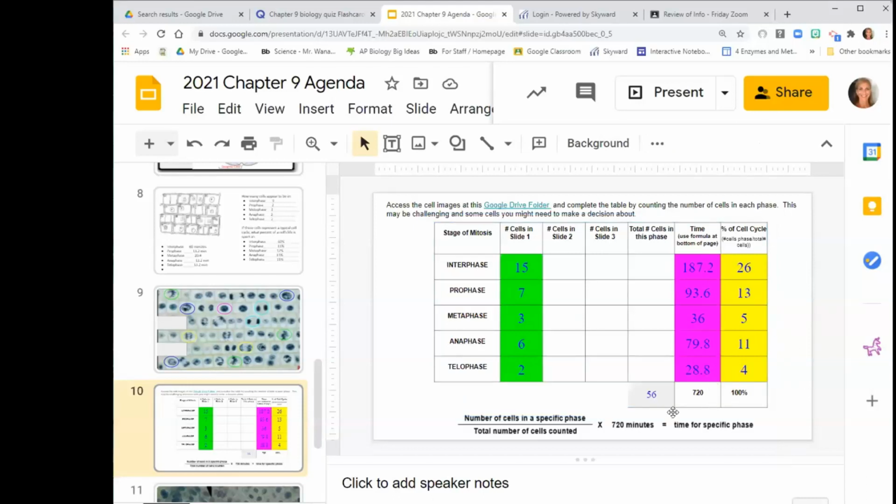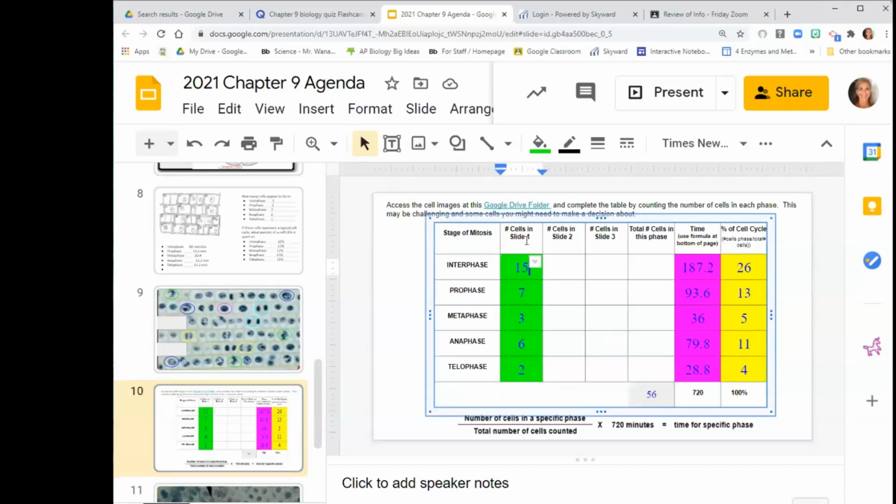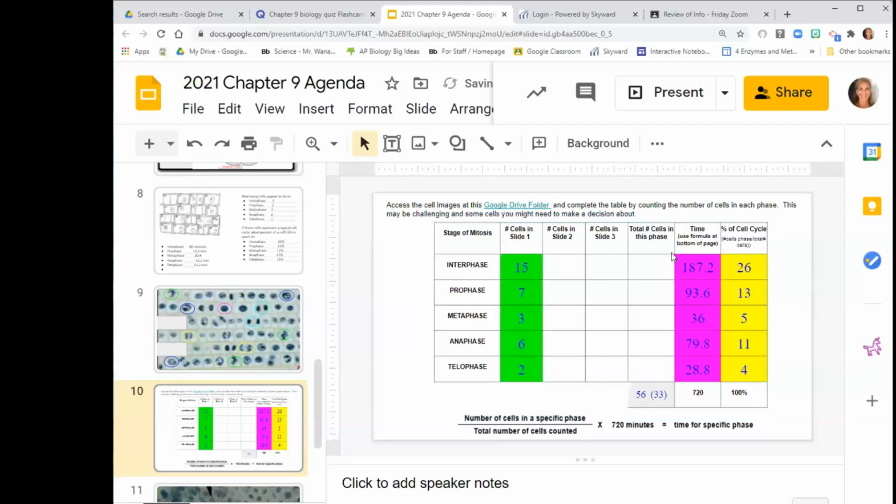These aren't going to add up to 100 because I should not have been using 56 in the first place, because we used a different number for interphase. So we actually would have done 10, 18, 28, 33. Should have used 33 right here. That would have been correct. So then this would have added up to 720.